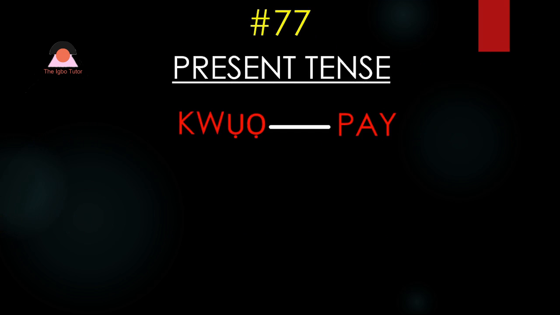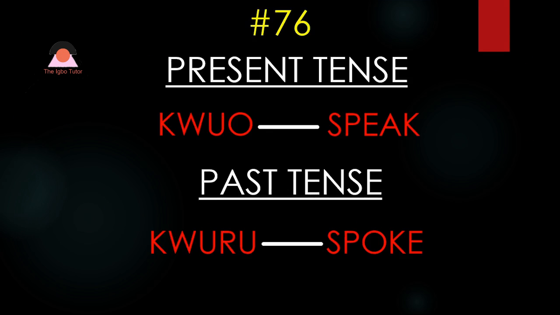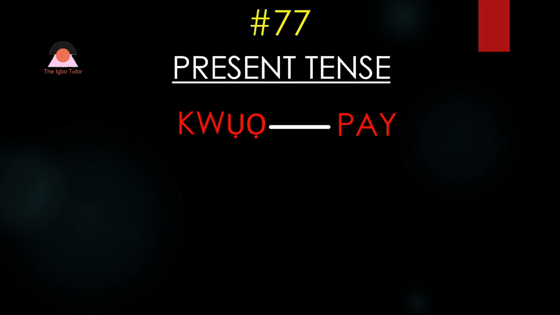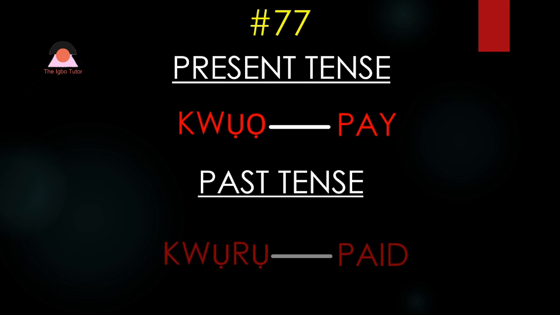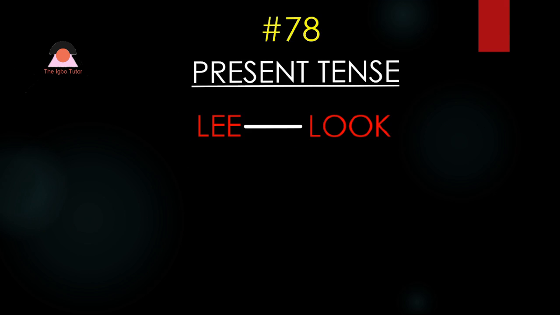The next word is who. Look at the two words. This is who, same spelling, but the difference is the dot under the U and the dot under the O. This one sounds who, the other one sounds who. This means pay, the other one means speak. What is the past tense of who? It is koro, paid.